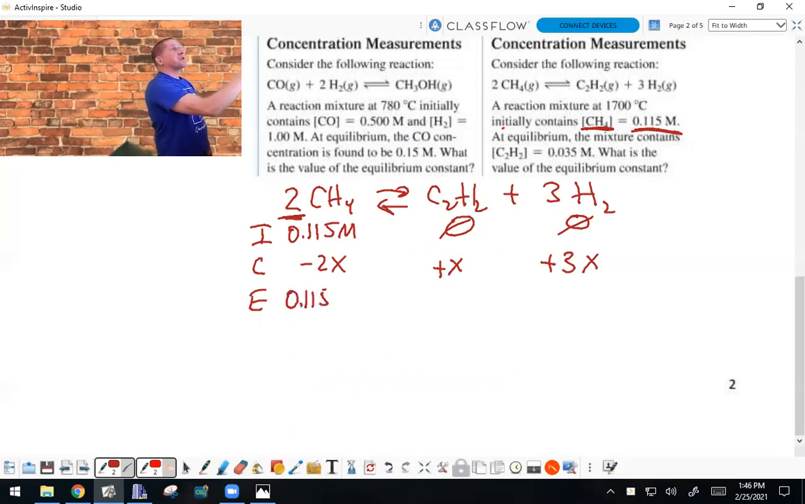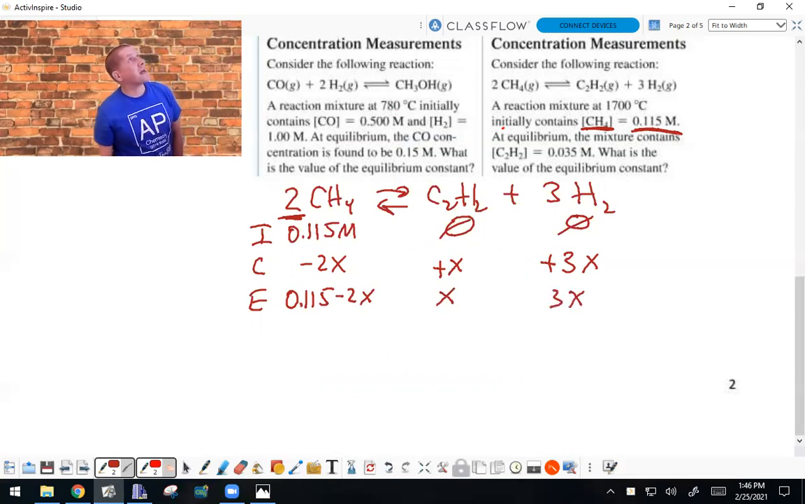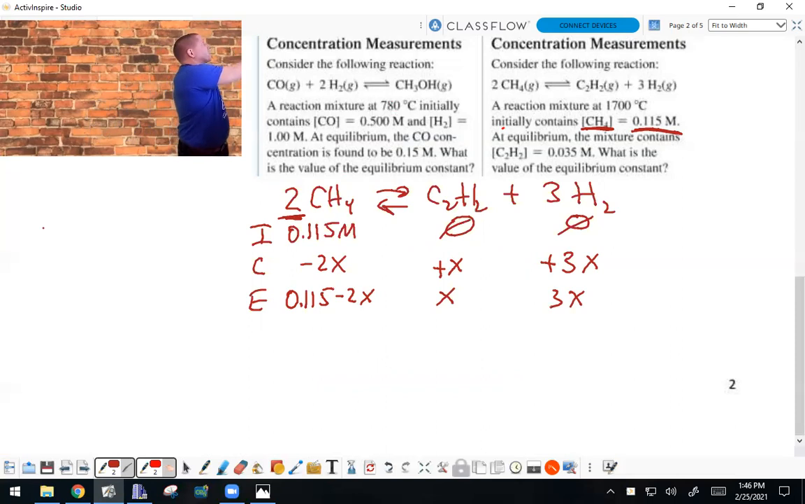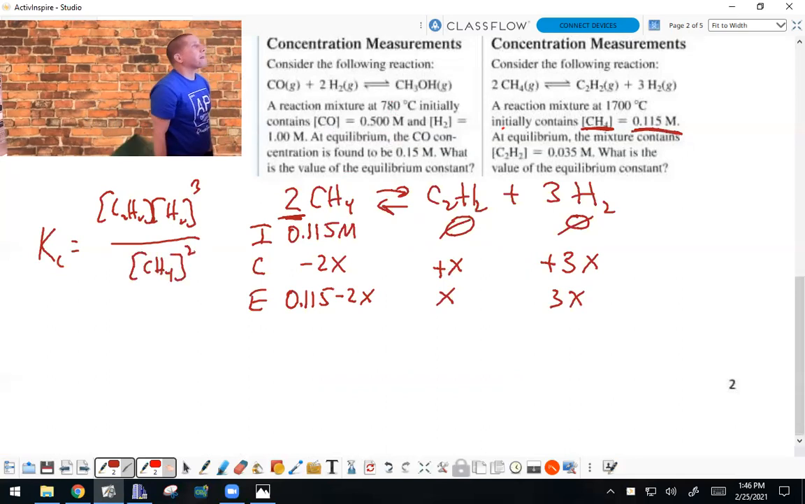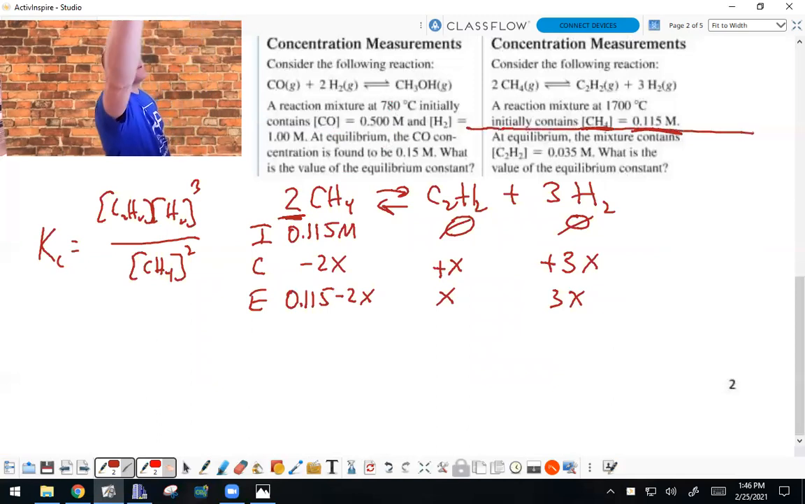At equilibrium, this is 0.115 minus 2x. This is 0 plus x and 0 plus 3x. And now I'm going to write the K expression. I'm going to write it over here, actually. So Kc equals the C2H2 times H2 to the third over CH4 squared. All right, what am I given? So now, again, everything's going to be the same up to that point.